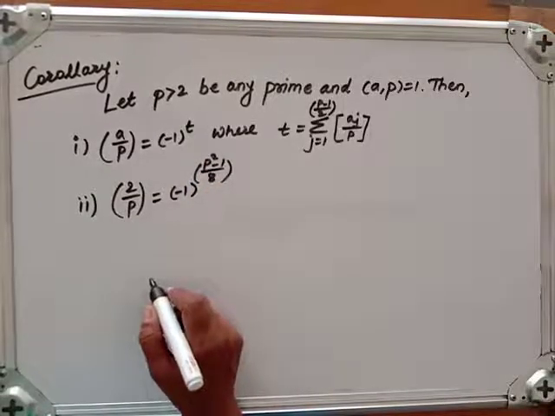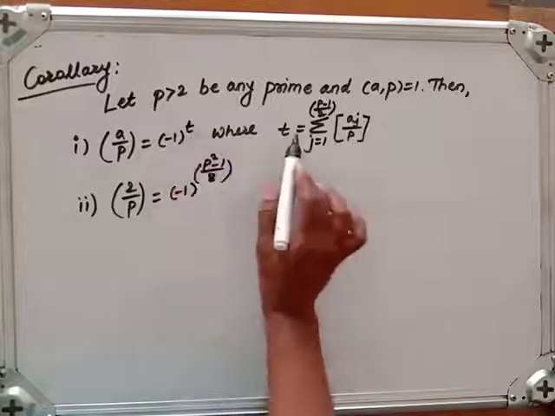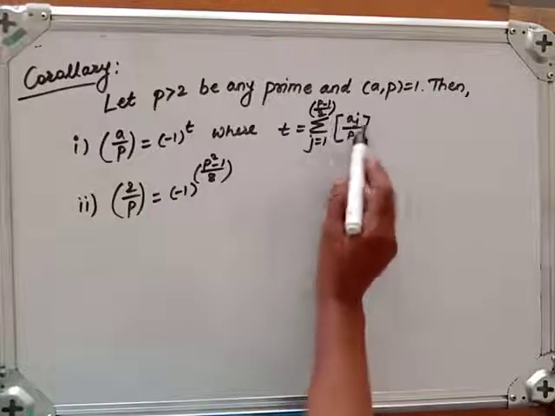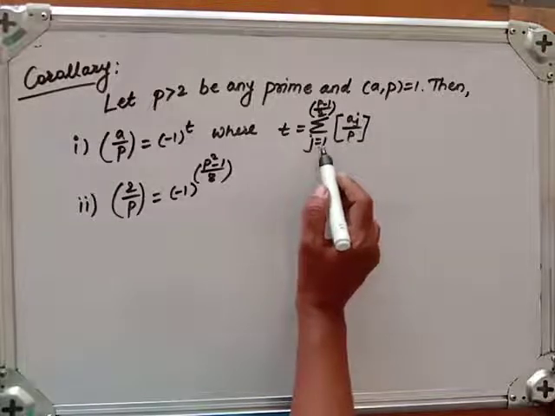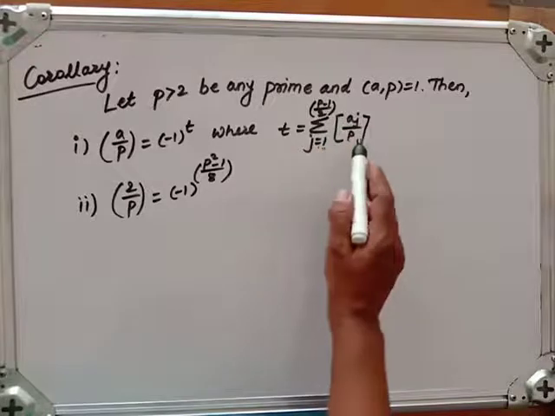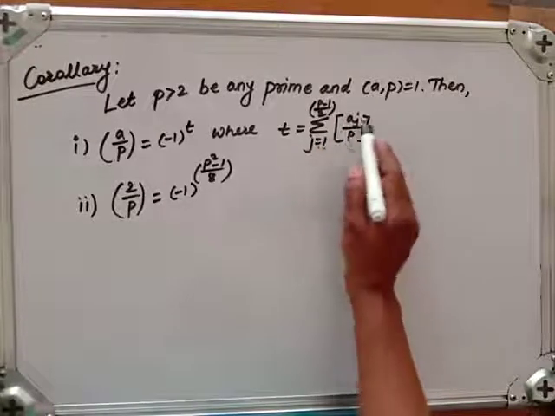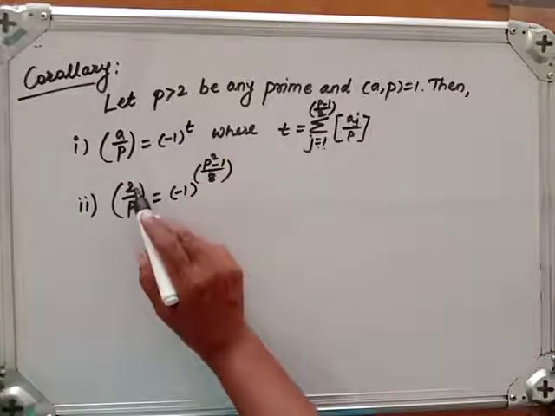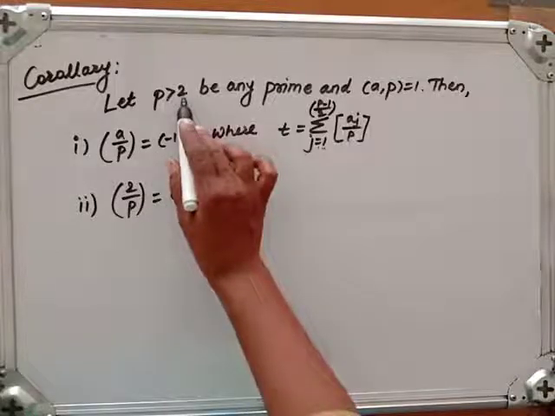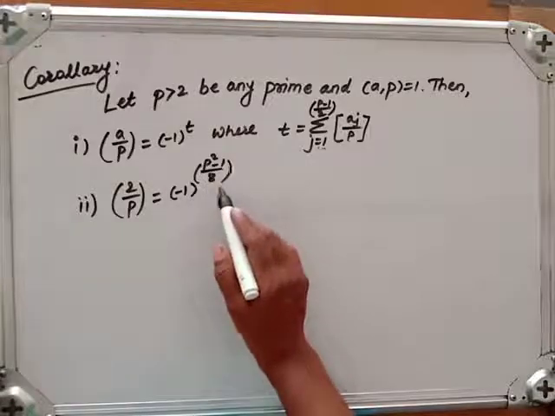This is the corollary here. Here the Legendre symbol (a/p) is (−1)^T, where T is the summation of the greatest integer function of (a·j/p), j varying from 1 to (p−1)/2. It is nothing but a, 2a, 3a, 4a and so on. We find the greatest integer function of this sum, and that will be T, that one we have to take. And if a is equal to 2, the above is for a greater than 2, then we have (−1)^((p²−1)/8).